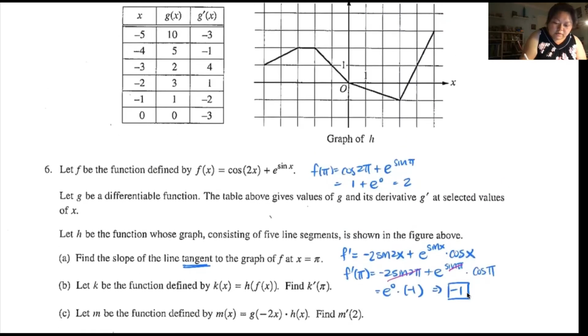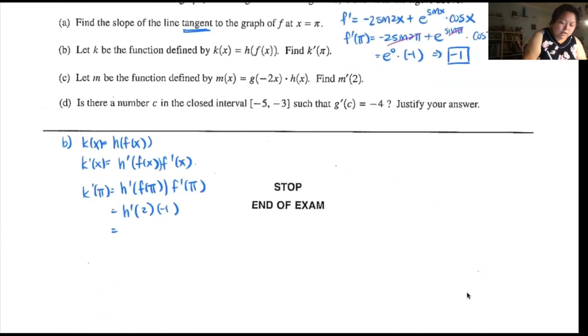So what is the derivative at 2? Well, 2 is right here. The slope is down 1, right 3. So negative 1 over 3, negative 1 over 3 times negative 1. So my final answer is 1/3.